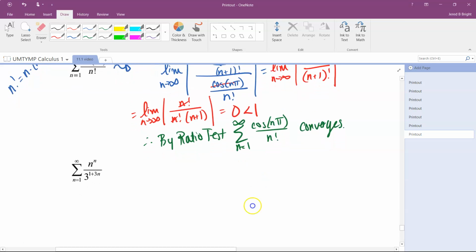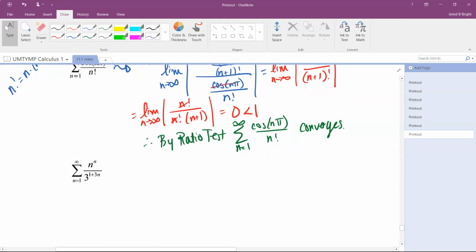The next one I want to do with you, and then the following two I want you to do on your own. So for this one, first I think it's maybe a little prudent to just write this a little bit differently. If I were to split up the exponent, this would be the same as saying 1/3 sum n equals 1 to infinity n to the n over 3 to the third, all to the n, which is the same as saying 1 over 3 series n equals 1 to infinity of n over 27 to the n.